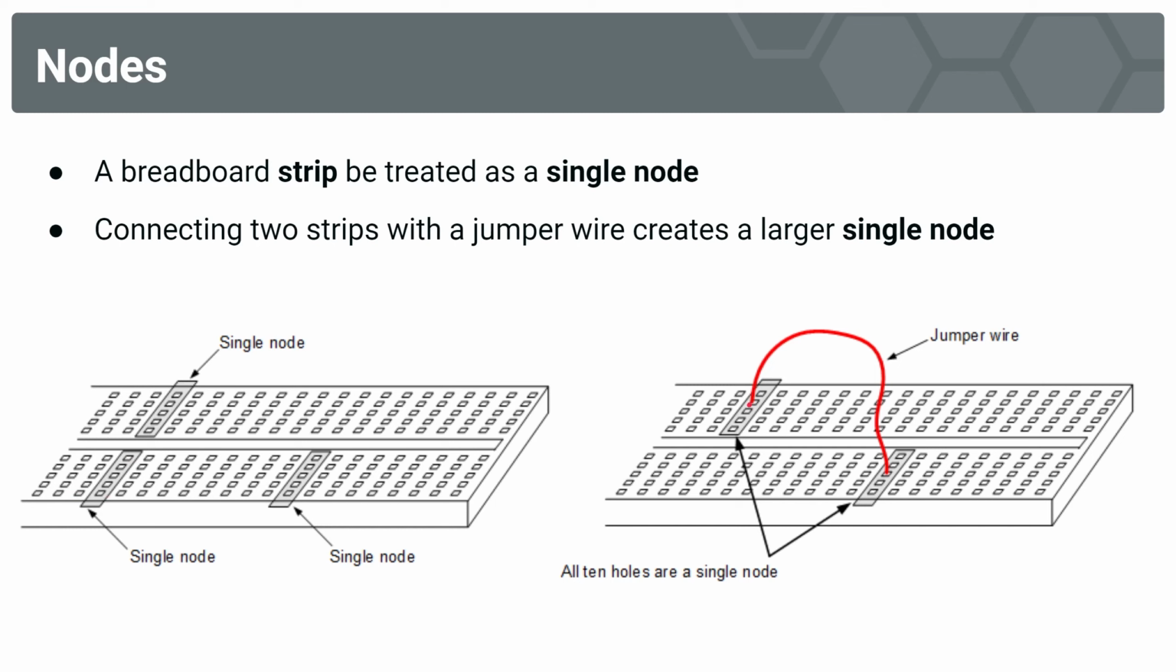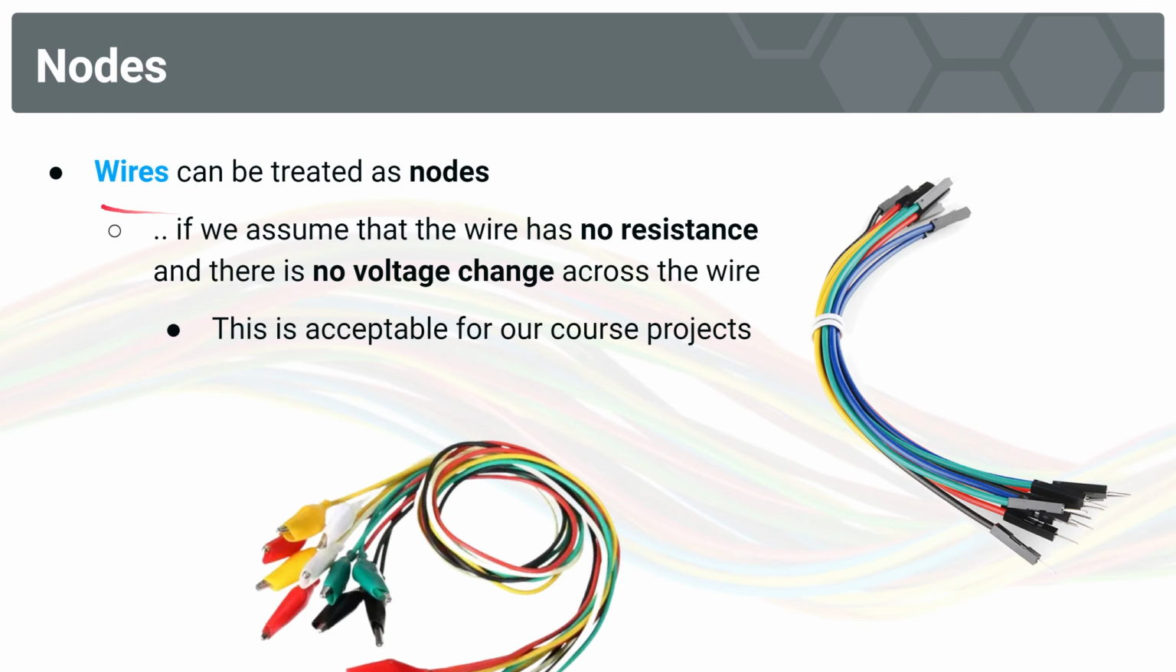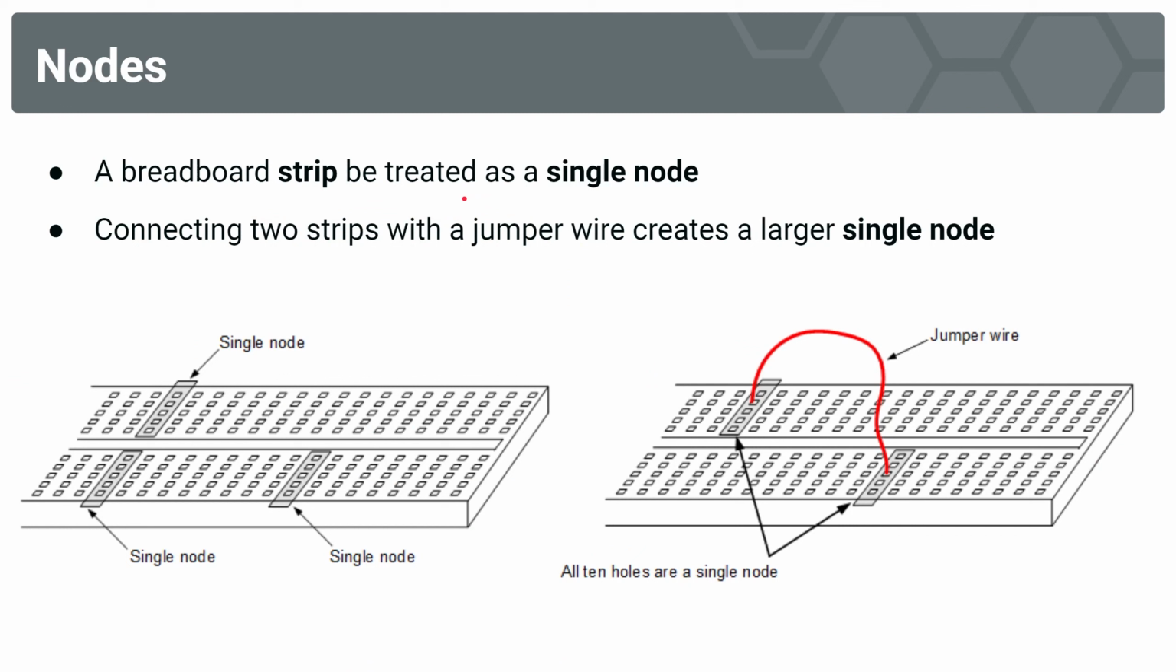Now, what happens if we were to connect 2 strips via jumper wire over that channel that electrically isolates either end of the breadboard? Well, if we connected via jumper wire, remember we considered wires to be nodes, then we've created one large node, a 10-hole node, a node that contains 2 strips across the breadboard.